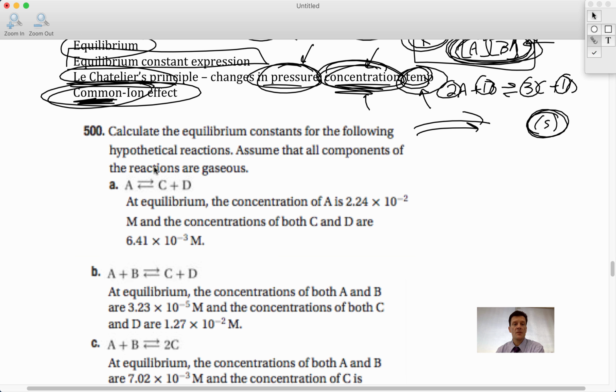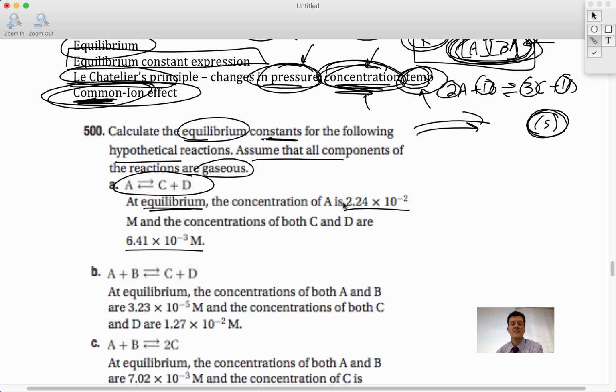Okay, let's look at a couple problems here. It says calculate the equilibrium constants for the following hypothetical reactions. Assume all components of the reactions are gaseous. So they give you this general reaction. It says at equilibrium, the concentration is this, and C and D are both that. They give you the concentrations of your reactant and your two products, and you now know that the K expression is simply products over reactants.